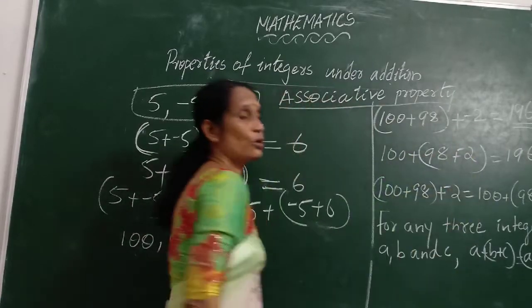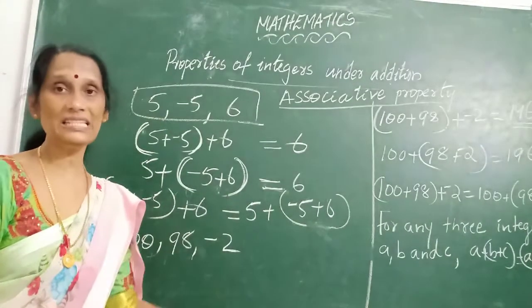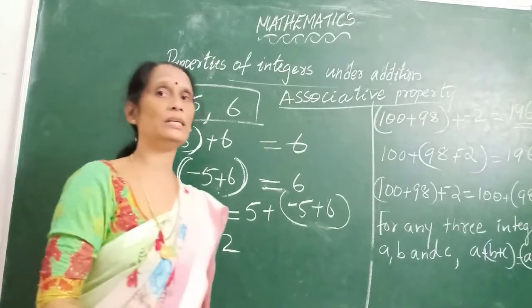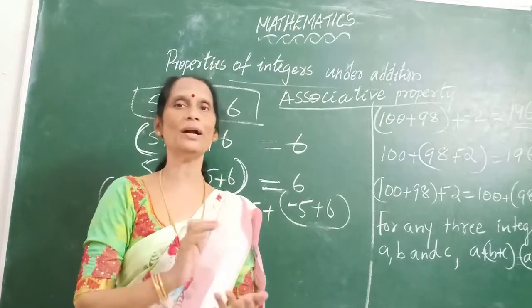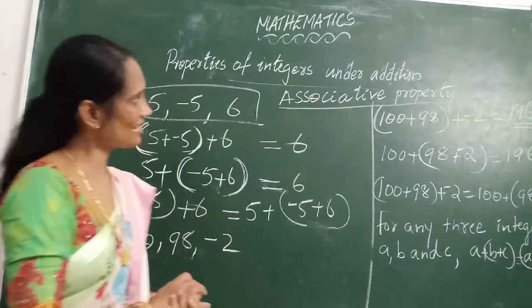Associative property. So far we have learned integers satisfy closure property, commutative property and associative property also under addition. Okay, did you understand?